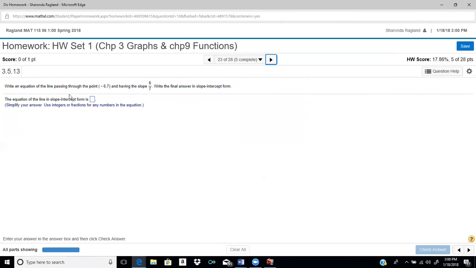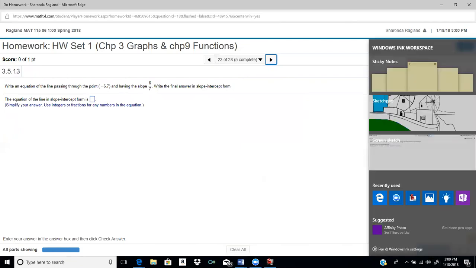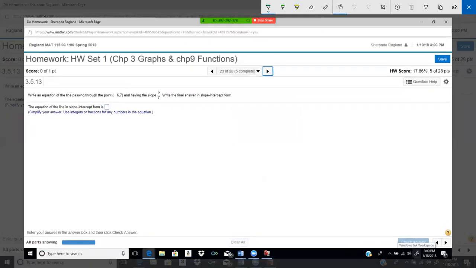Okay, here we go. Again, we're writing an equation of a line through this point and having a slope of 6 over 7. And it says write the answer in slope-intercept form. All right, so let me put that on the board. And let's see, how do we tackle that? All right, so we're given the point and we're given a slope, but they want us to put it in the y equals mx plus b form.